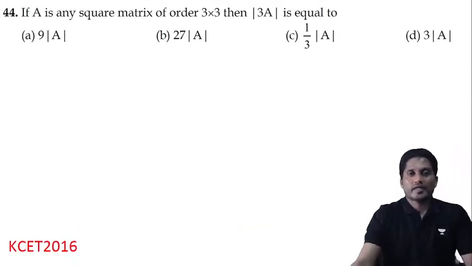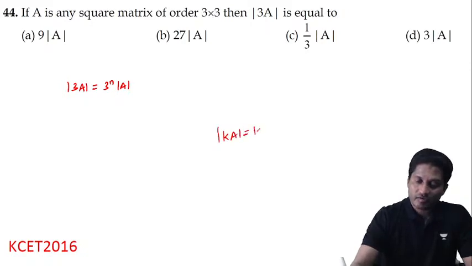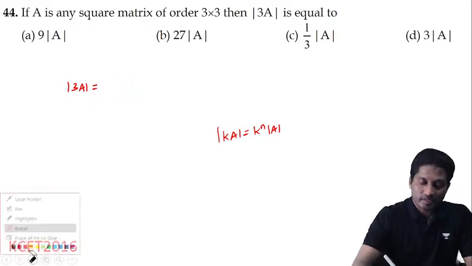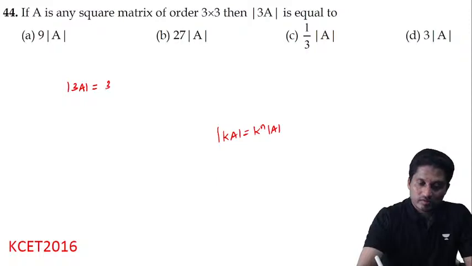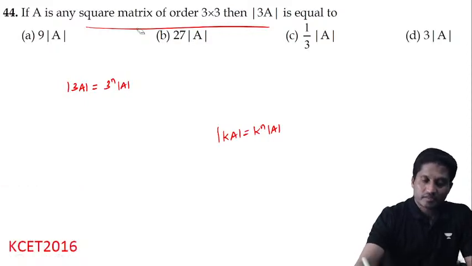If A is a square matrix of order 3, what is the determinant of 3A? If you take 3 out, it is 3 power n into determinant A. In general, when you have determinant of kA, if you take k outside, it is k power n into determinant A. n stands for the order of the matrix. A is a matrix of order 3 by 3. That's why n is equal to 3.